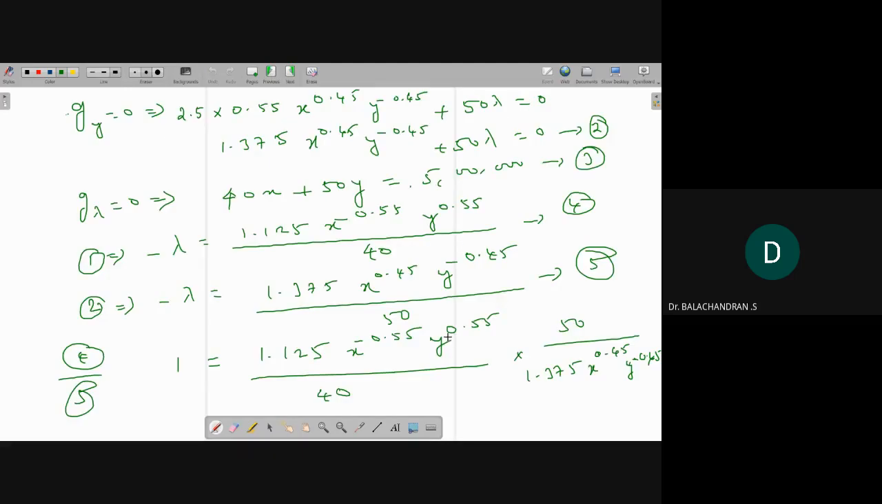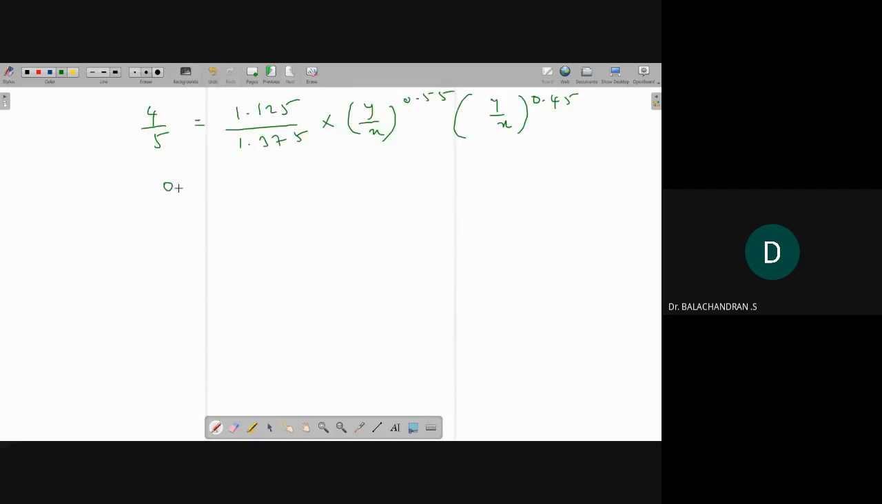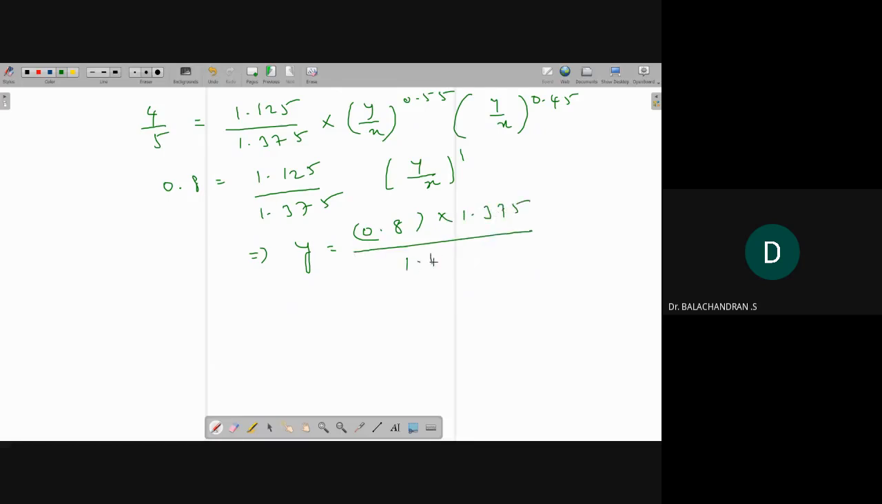So y by x power 0.55, and y by x power 0.45. So this is 0.8 equal to 1.125 divided by 1.375 into y by x whole power 1. So from this, what is y? y equal to 0.8 into 1.375 divided by 1.125 into x. So please tell me if you simplify this.